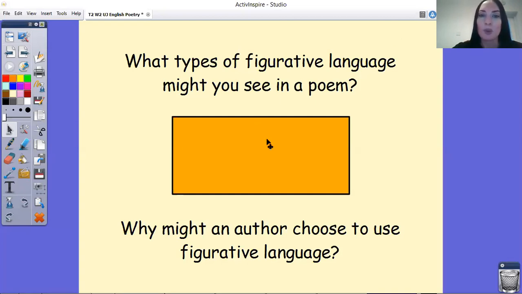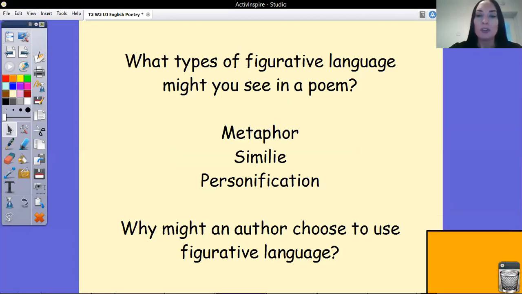Okay, so what types of figurative language might you see in a poem? And as we discussed yesterday, that could be metaphor, simile, or personification. And why might an author choose to use figurative language? As we discussed, one of the aims of a poem is to create that image in the reader's mind. And all of these types of things, like a metaphor, help to paint that real clear picture.